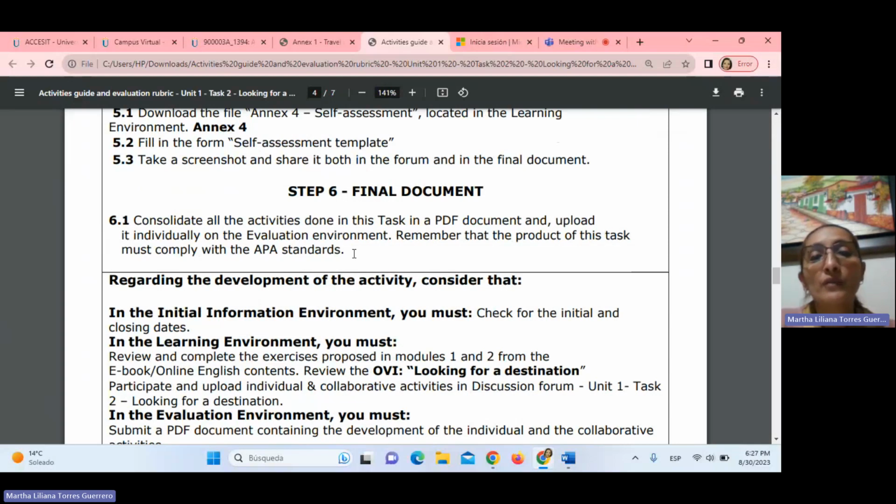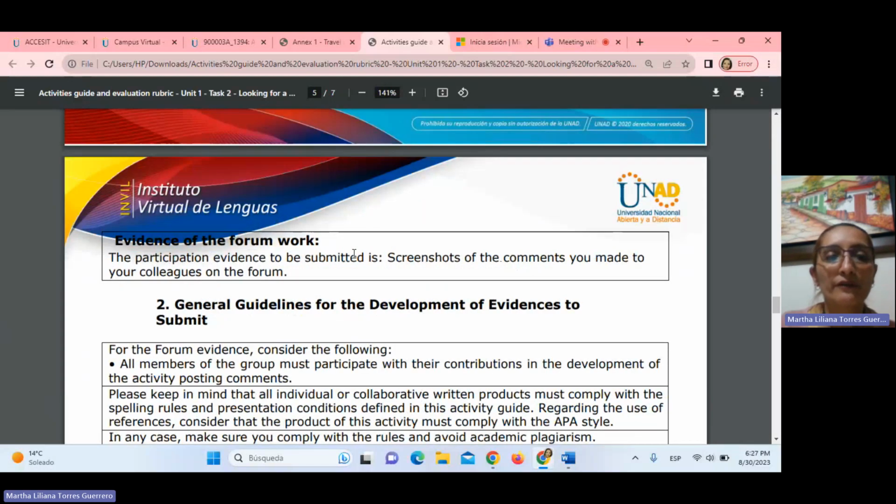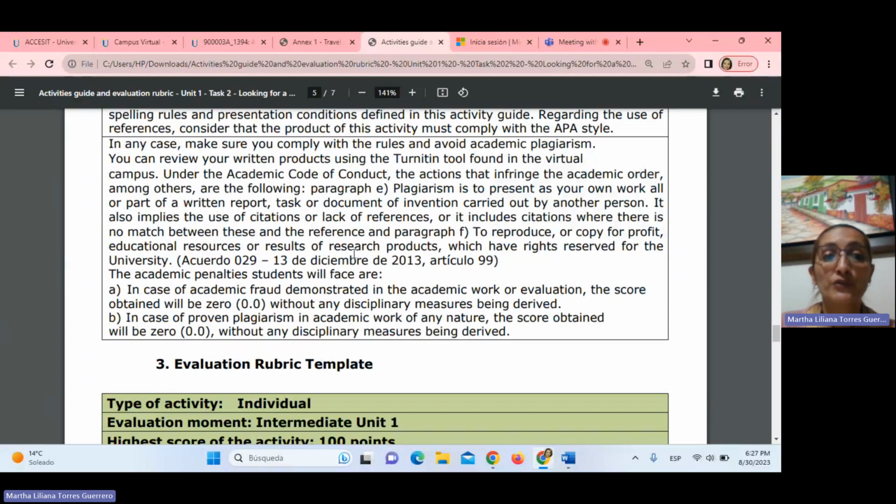Please share your information before. Keep in mind that three days before the activity closes, we won't check anything. Three days before the activity closes, forums will no longer be reviewed and you will lose the opportunity for feedback. Okay, if you scroll down, you will find the evaluation rubric.